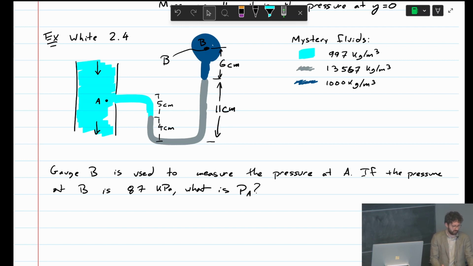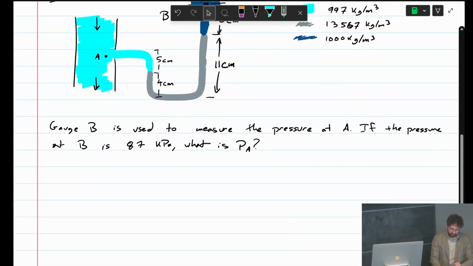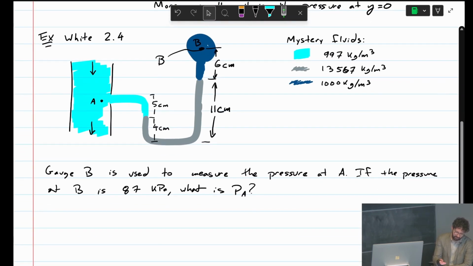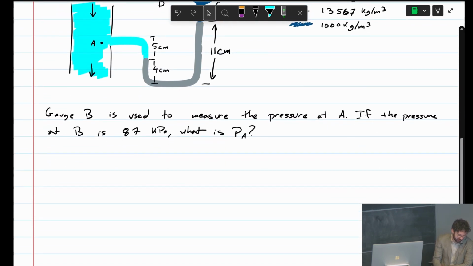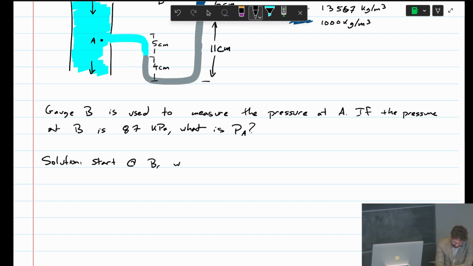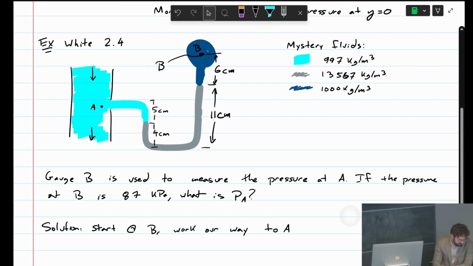Okay, good. So the solution is we're going to start at a known pressure and then work our way through each of the three different fluids to get to point A. So start at B, work our way to A. I'll define some separate points here.